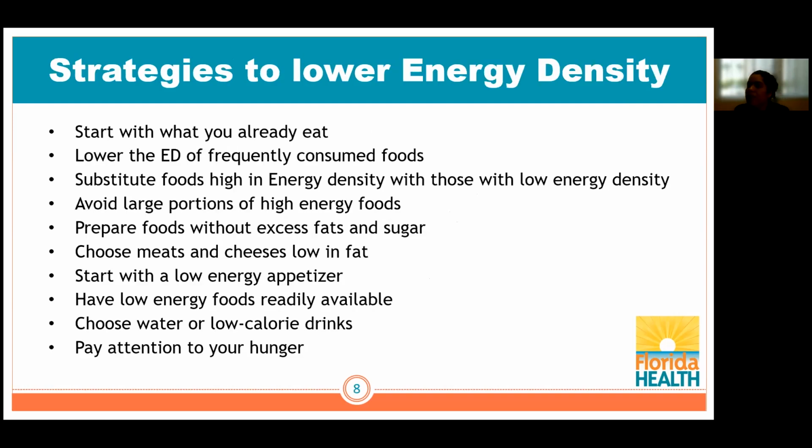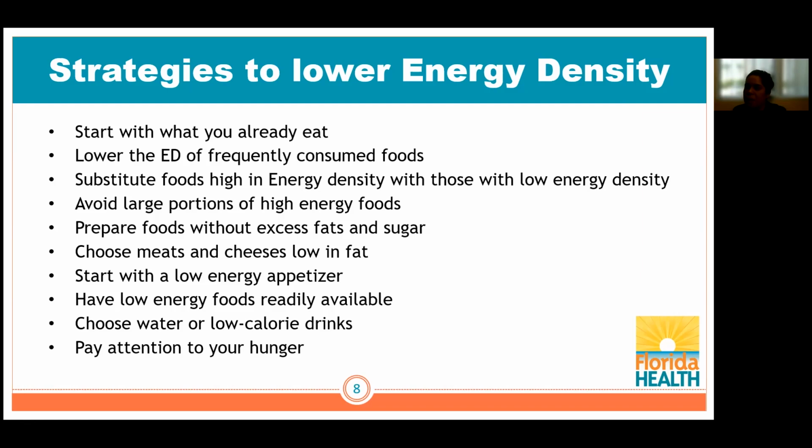So I'm going to give you some strategies to lower energy density. There's just really simple, easy ways for you to lower energy density and just eat better. So to start, you start with what you already eat. And what I mean by that is give yourself time to adjust to this pattern of eating. Like, don't go crazy buying all these vegetables, all these healthy things. Start with what you already eat.